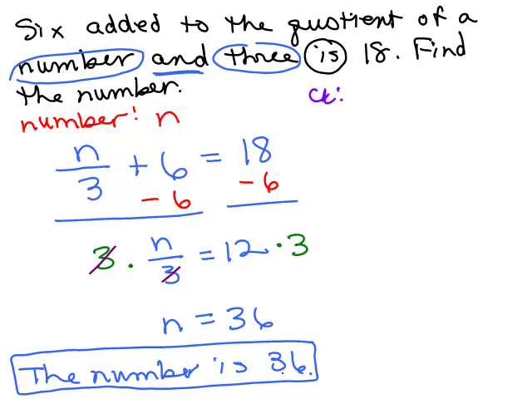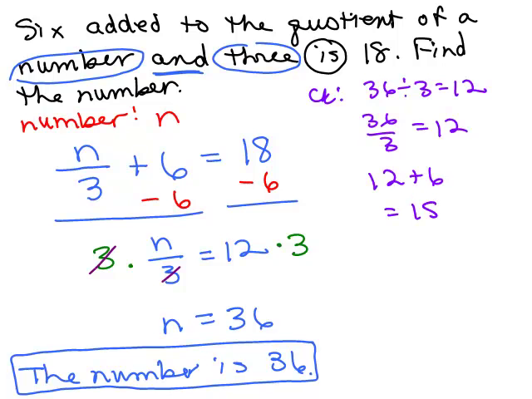Remember to write the answer in words. The number is 36, and now we're going to check. It says 6 added to the quotient of a number and 3. All right, if the number is 36, what's the quotient of 36 and 3? Well, that's 36 divided by 3, which is 12, right? Or you could have written it as 36 over 3 is 12. And then it says add 6 to it, and we get 18. We're done.